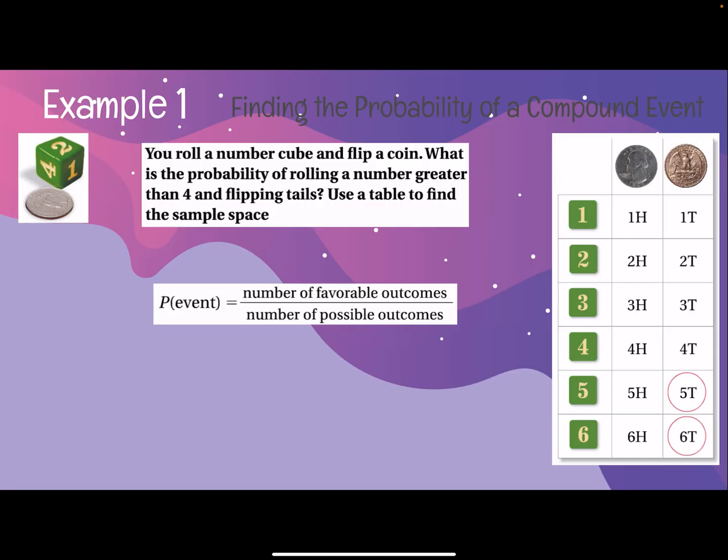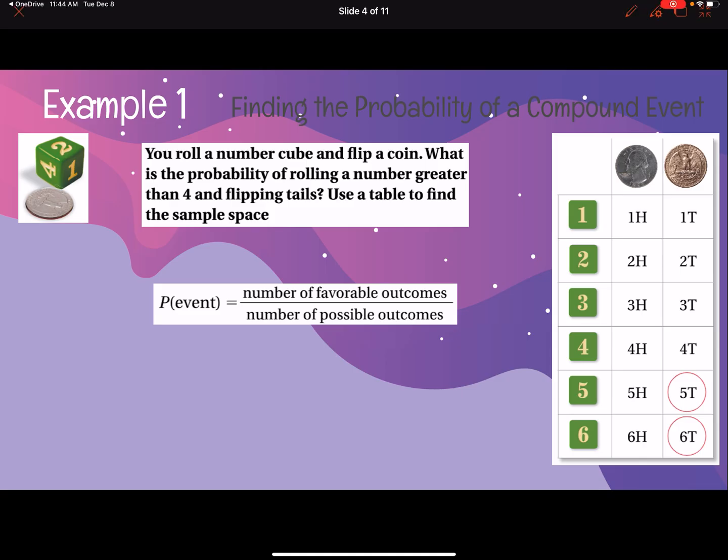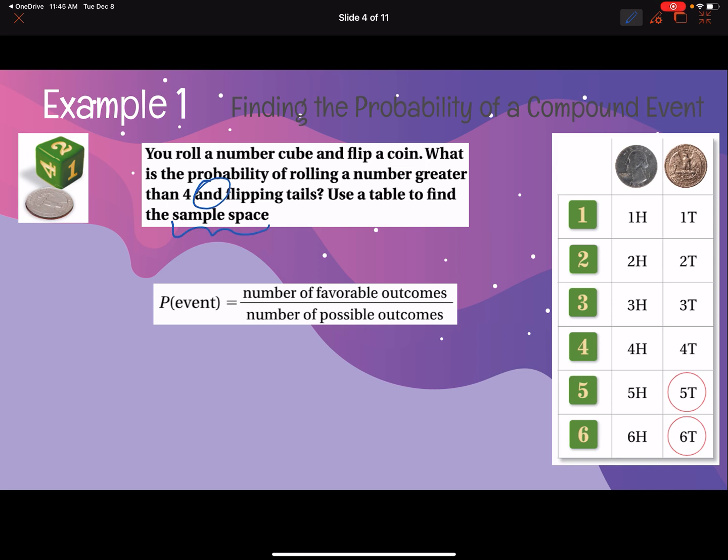Example 1, finding the probability of a compound event. So remember what the word compound meant in the previous slide, 2 or more events. Okay, it says you roll a number cube and flip a coin. What is the probability of rolling a number greater than 4 and flipping tails? So keyword there, and. Use a table to find the sample space. Now the sample space, if you'll recall, is all the possible outcomes.